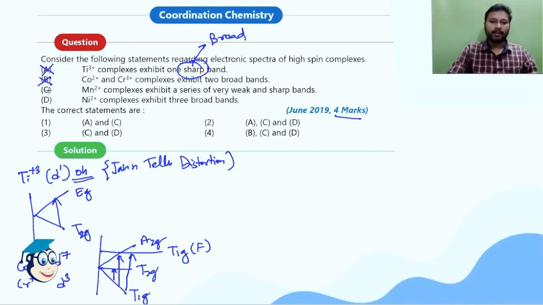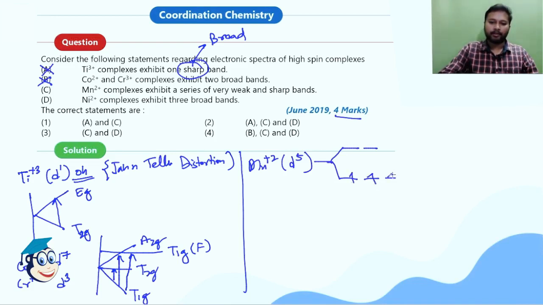Going for the third one, it says manganese +2 complex exhibits a series of weak and sharp bands. Manganese in +2 state means it's a d5 complex. D5 complex means your Eg and T2g orbitals are both actually filled. Now if you want to do a transition, the first transition will be spin forbidden, because you have to change the spin. That is going to be a weak band. Again, if you want to do one more transition, that is again going to be a weak band. So there will be a lot of weak and sharp bands in these transitions.